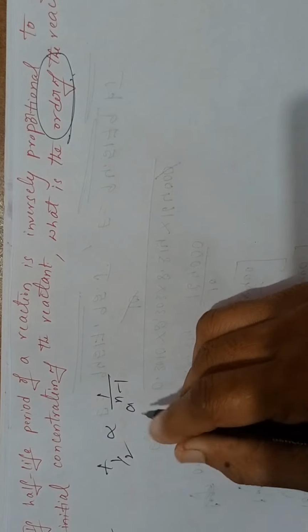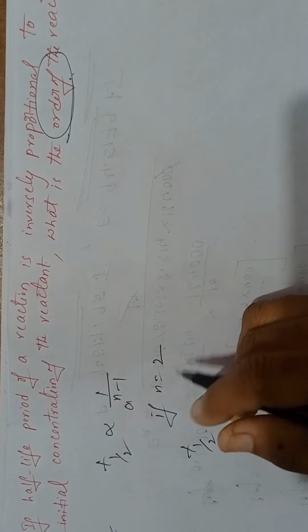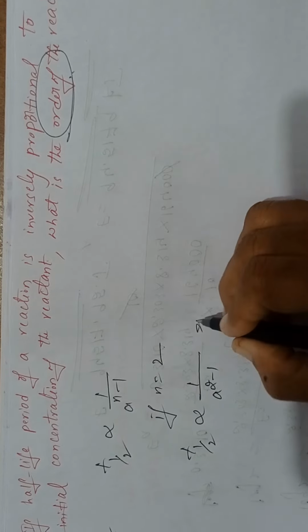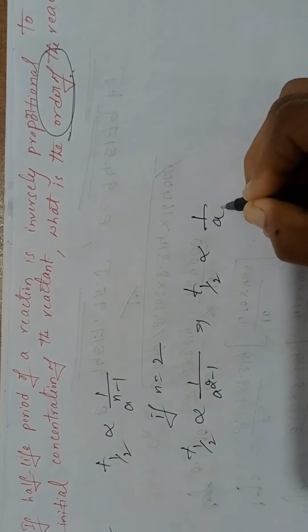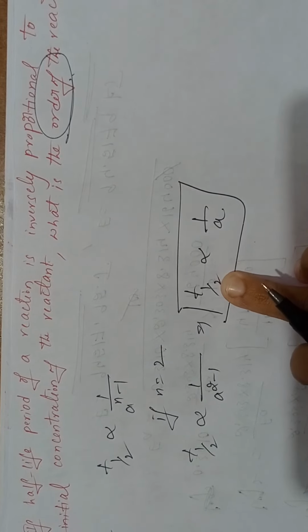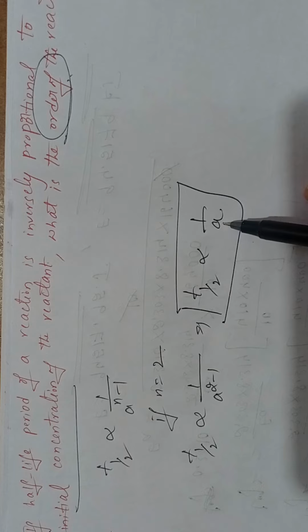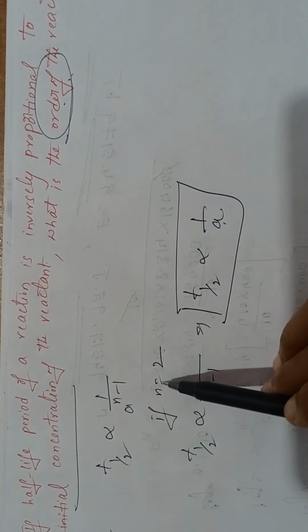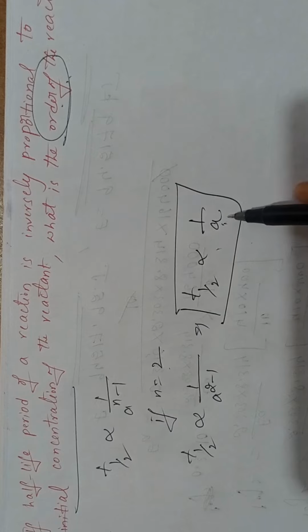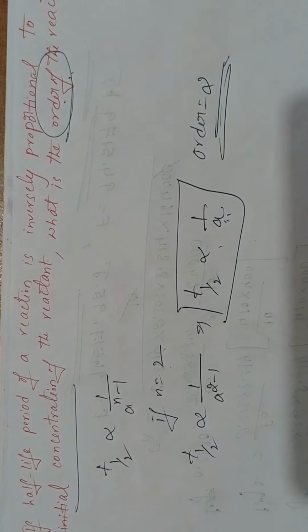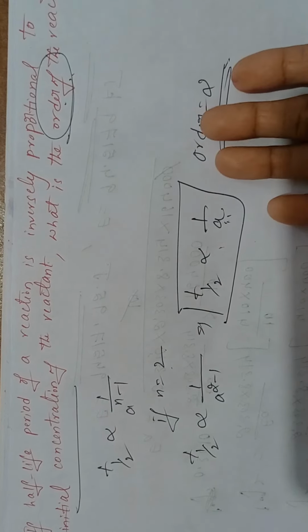Suppose I take n is equal to 2. Substituting, t half is directly proportional to 1 by a to the power of 2 minus 1. Then we get t half is directly proportional to 1 by a. That is, the half-life period of a reaction is inversely proportional to the initial concentration of the reactant. If n equals 2, then we get this relation. So the order is 2. Understanding? So like this you have to calculate, students.